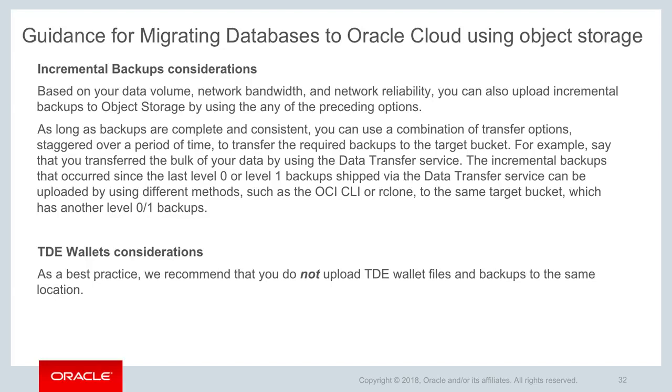For example, say that you transferred the bulk of your data by using the data transfer service. The incremental backups that occurred since the last level 0 or level 1 backups shipped via the data transfer service can be uploaded by using different methods such as the OCI CLI or rclone to the same target bucket which has other level 0 or level 1 backups. As a best practice, we recommend that you do not upload the TDE wallet files and backups to the same location.